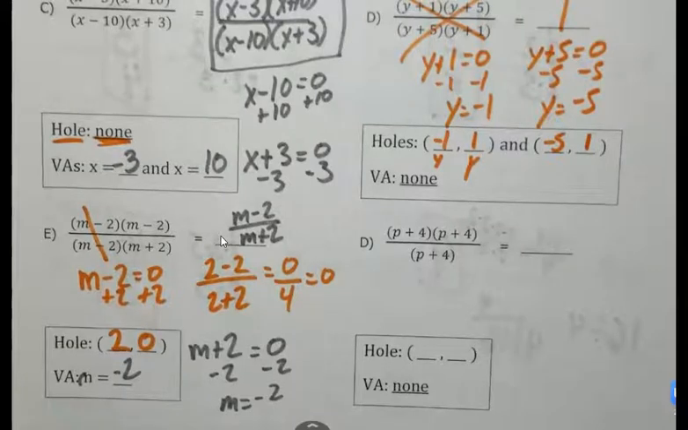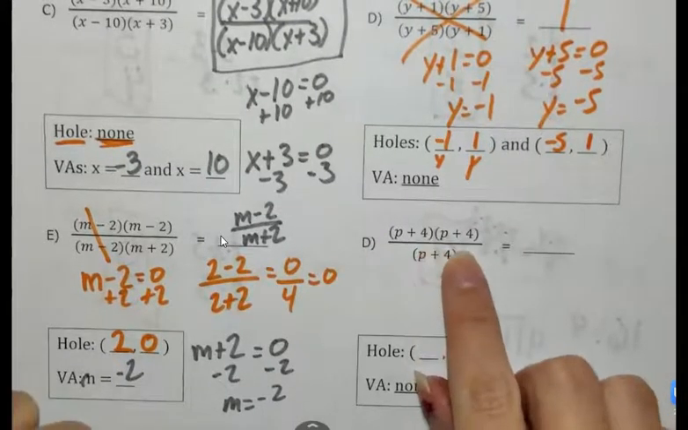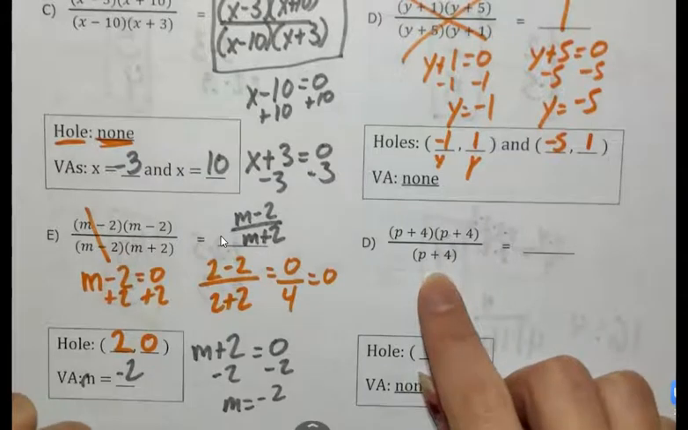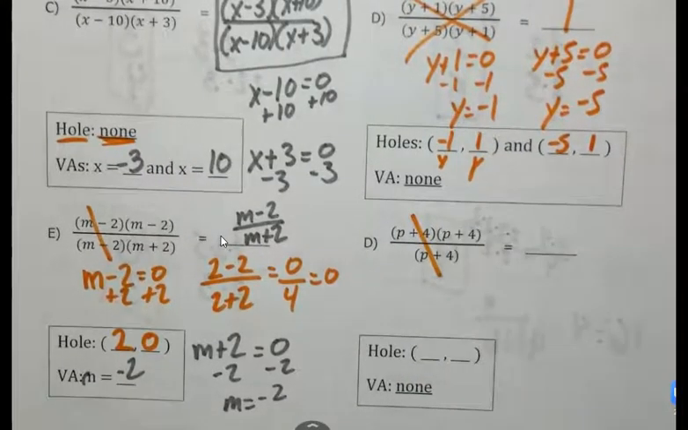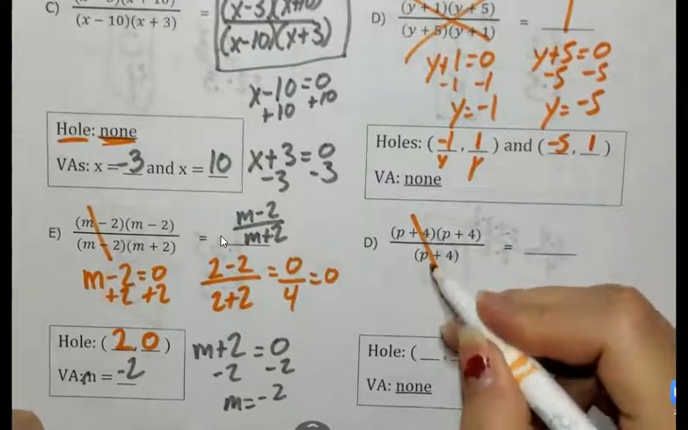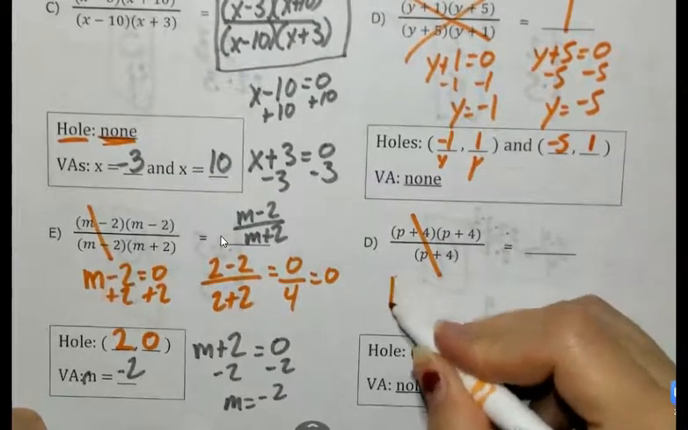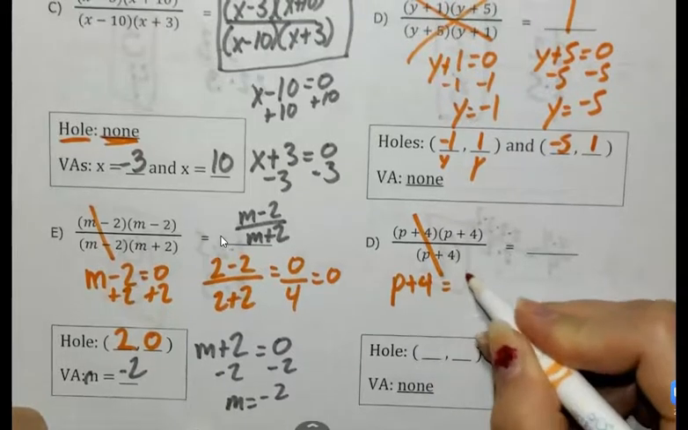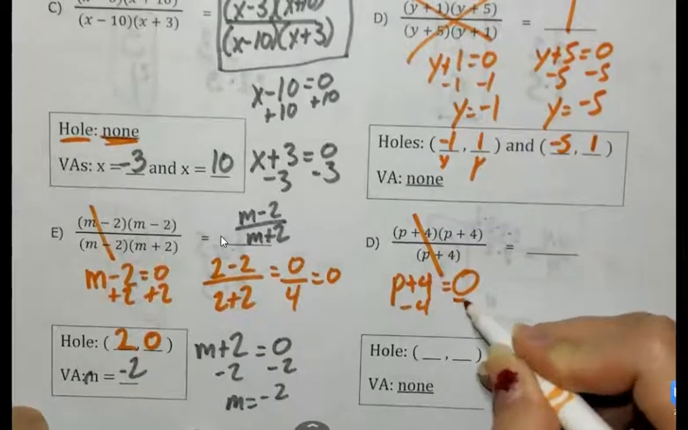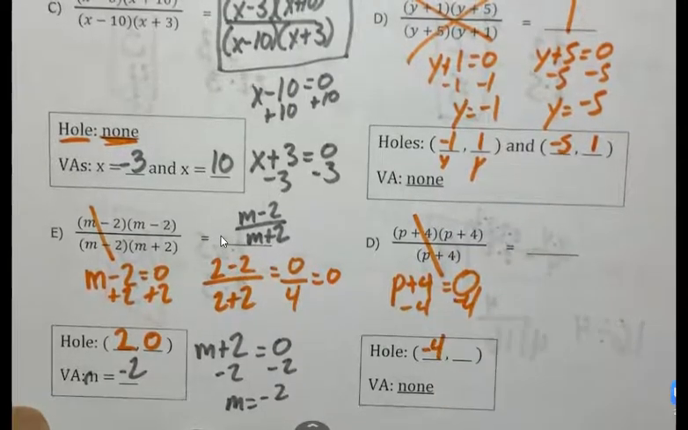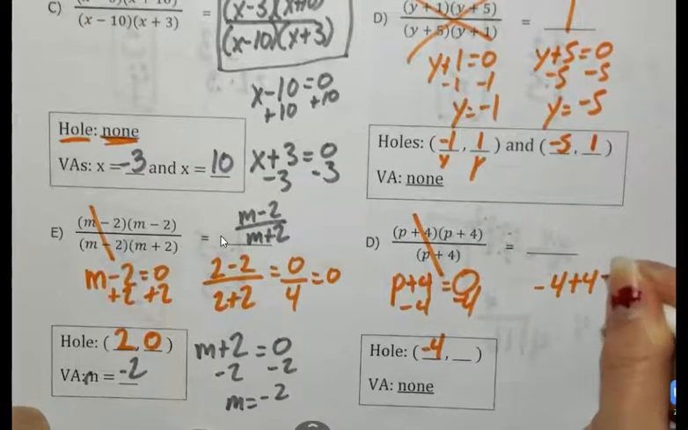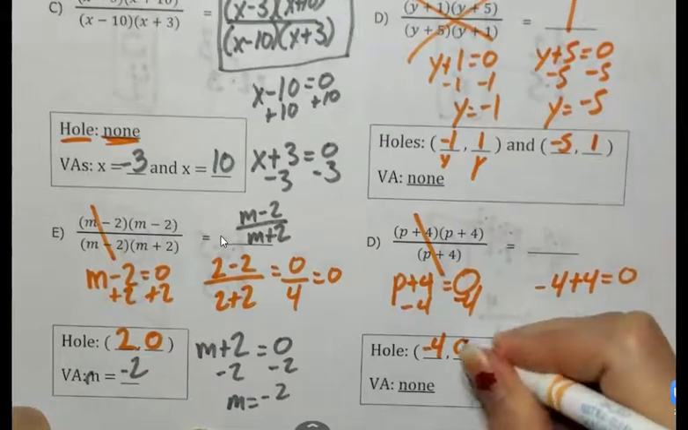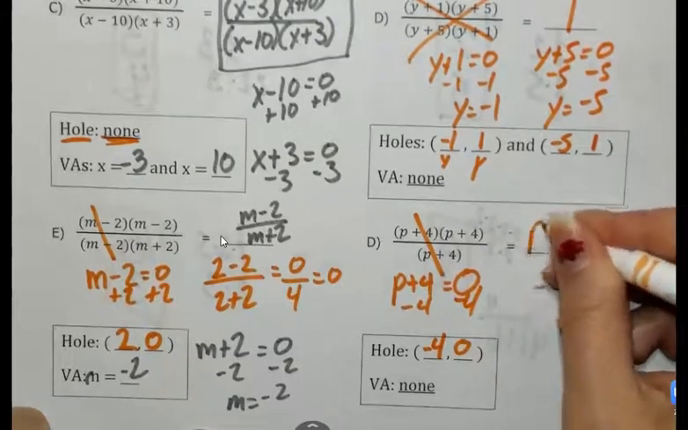All right, let's look at the last one on this page. We have p plus 4 times p plus 4 all over p plus 4. Well, something cancels out, the p plus 4s. What is that? Is it a hole or a VA? Hole. Let's set that equal to 0. Solve for p. So your p is negative 4. Put it into your answer to get your output. It's just 0. So you're left with p plus 4.